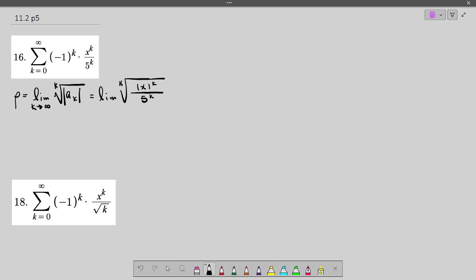So the absolute value of a sub k takes away the switch, but we still need the absolute value on the x, because that could be negative. It's just a real number. And that simplifies tremendously. Kth root, we're going to end up with this. So we have this limit as k goes to infinity.